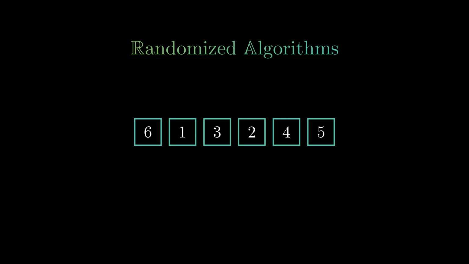The last problem we'll discuss is selection. The input, similar to sorting, includes an unordered list of n numbers. Given an index k between 1 and n, the goal is to find the kth smallest element in the list. The obvious solution is to sort the list, which takes O(n log n) time. But we can do better.